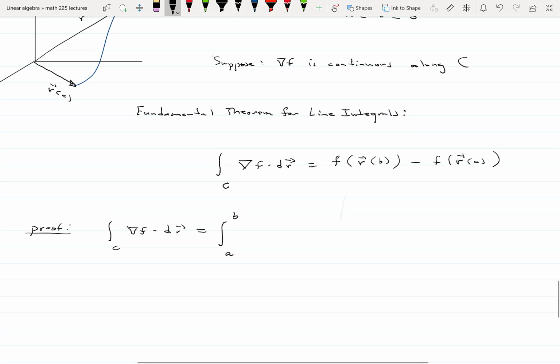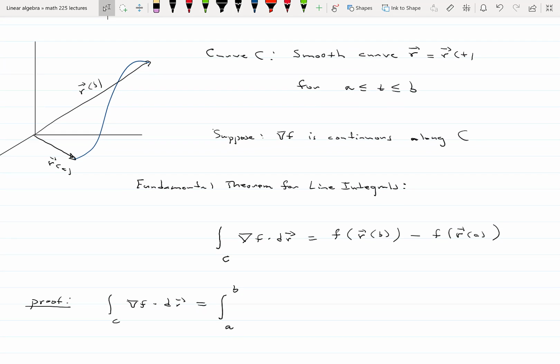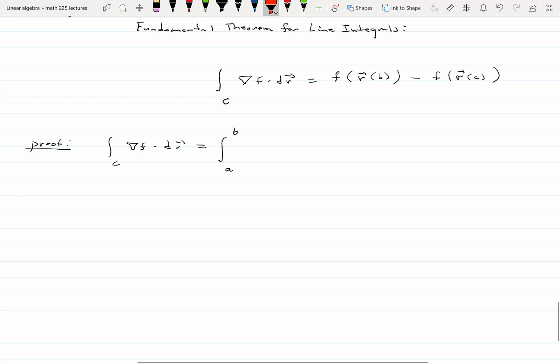Well, we already have the curve parameterized. I'm saying that we're starting out with this smooth curve, r equals r of t. So let's stuff that into both the gradient and into dr. Let's see what we get. So this is not going to look really exciting on this next line. The gradient of f evaluated at r of t. And what's dr? dr is r prime of t dt.